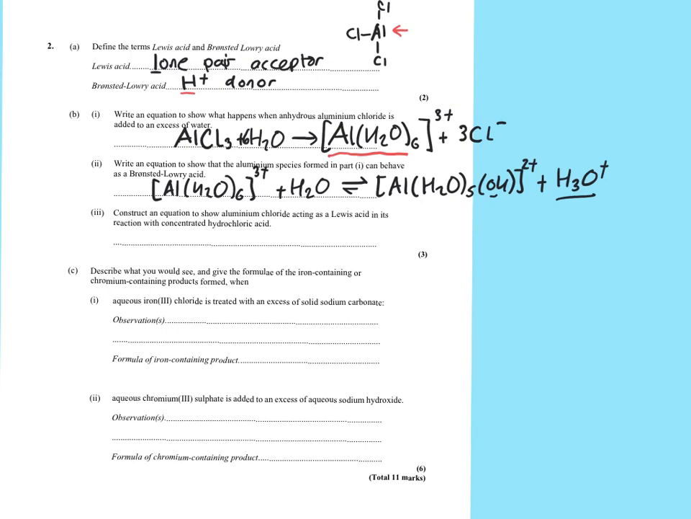So it says, construct an equation to show aluminium chloride acting as a Lewis acid in its reaction with concentrated hydrochloric acid. So if we have AlCl3 plus HCl, it's going to accept a chloride ion to form AlCl4- and H+. It's taken a lone pair of electrons from the chloride ion.